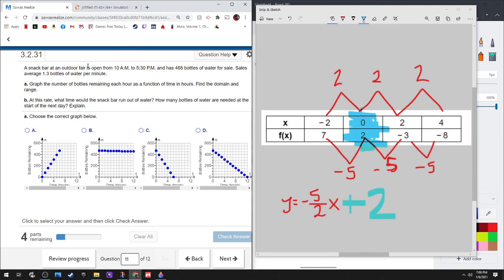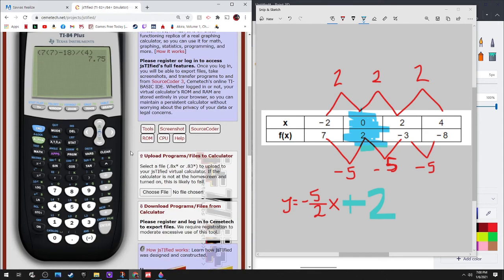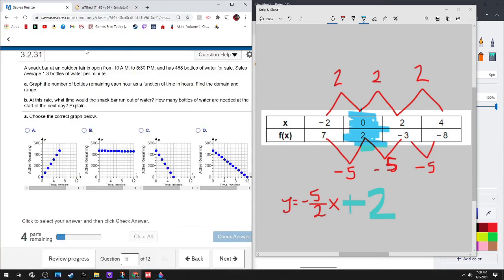A snack bar at an outdoor fair is open from 10 a.m. to 5:30 p.m. and has 468 bottles of water for sale. Sales average 1.3 bottles of water per minute. I wonder, well, 1.3 bottles of water per minute, how many is that per hour then? 78 bottles per hour. I just think that might be important. Oh, it is. See how in the graphs down here we see hours, so that's going to be important.